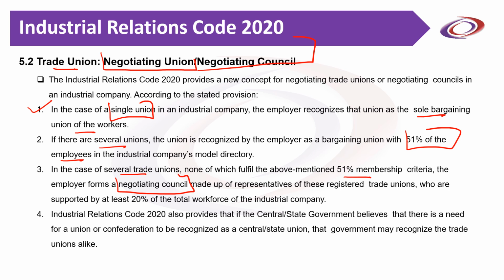It will be made up of the representatives of registered trade unions who are supported by at least 20% of the total workforce. So herein the negotiating council will be made with these representatives. Also, it provides that if the central or state government believes there is a need for a union or confederation to be recognized as a central or state union, then the government has to recognize all the trade unions alike. That is, they cannot discriminate. All of them will be treated as equal. So this is regarding the trade union.